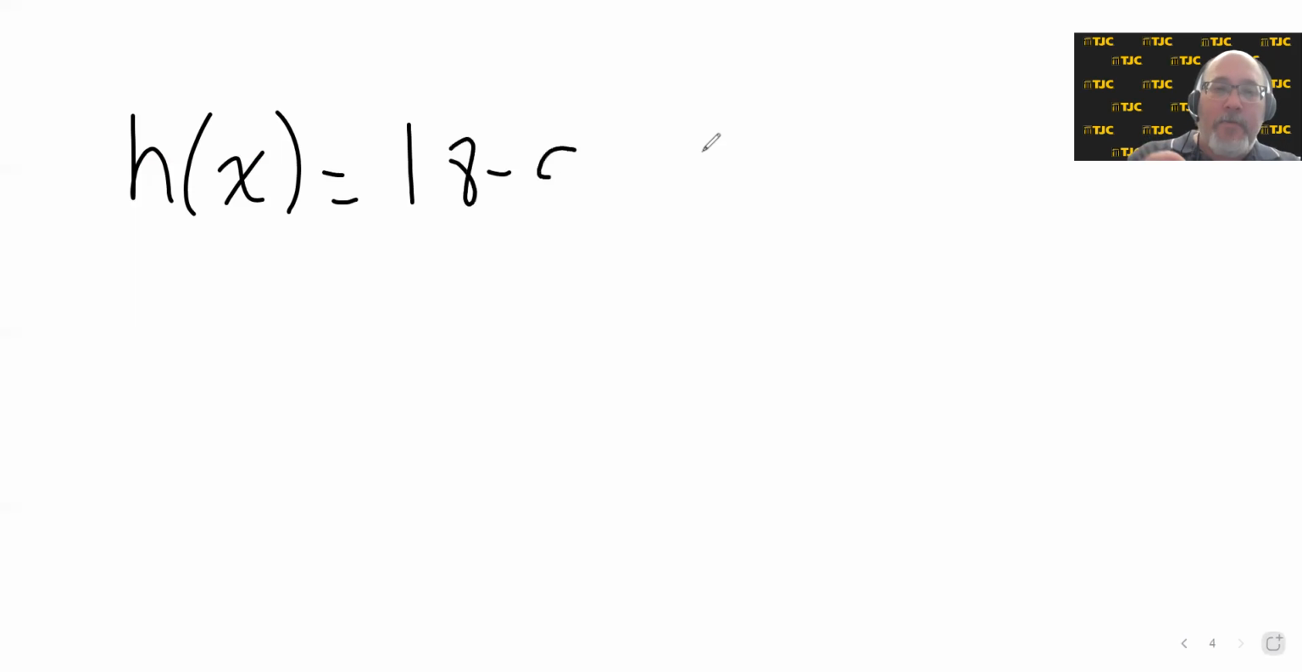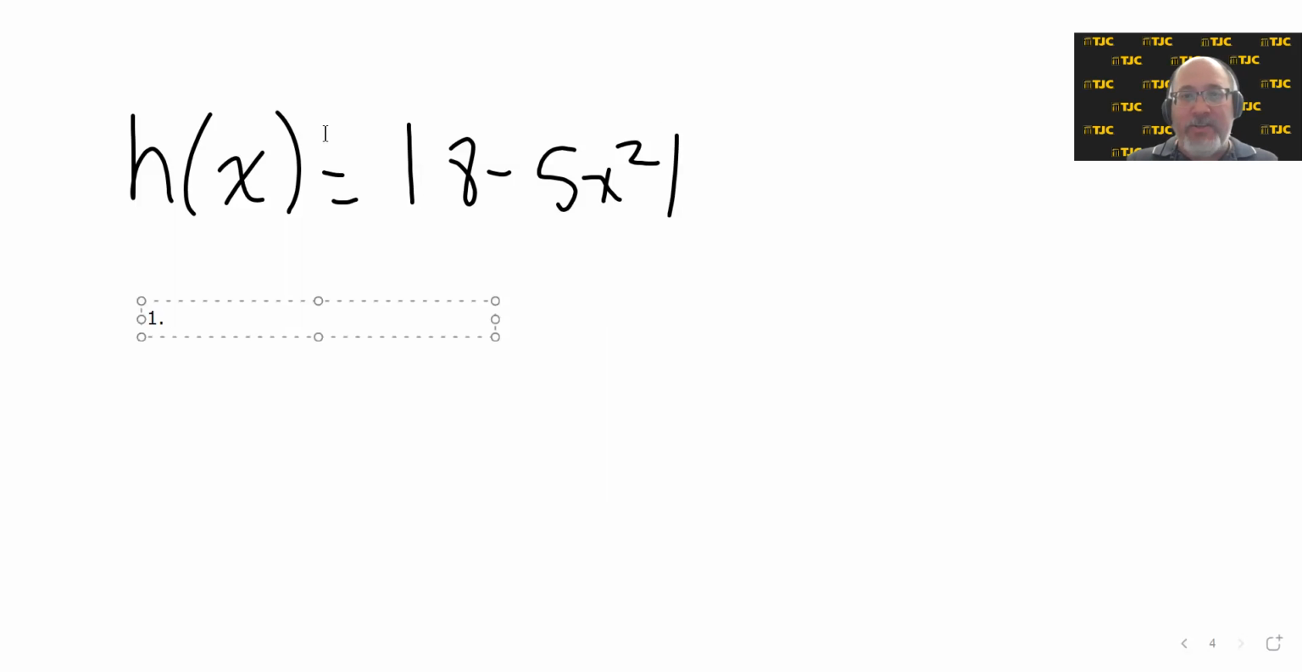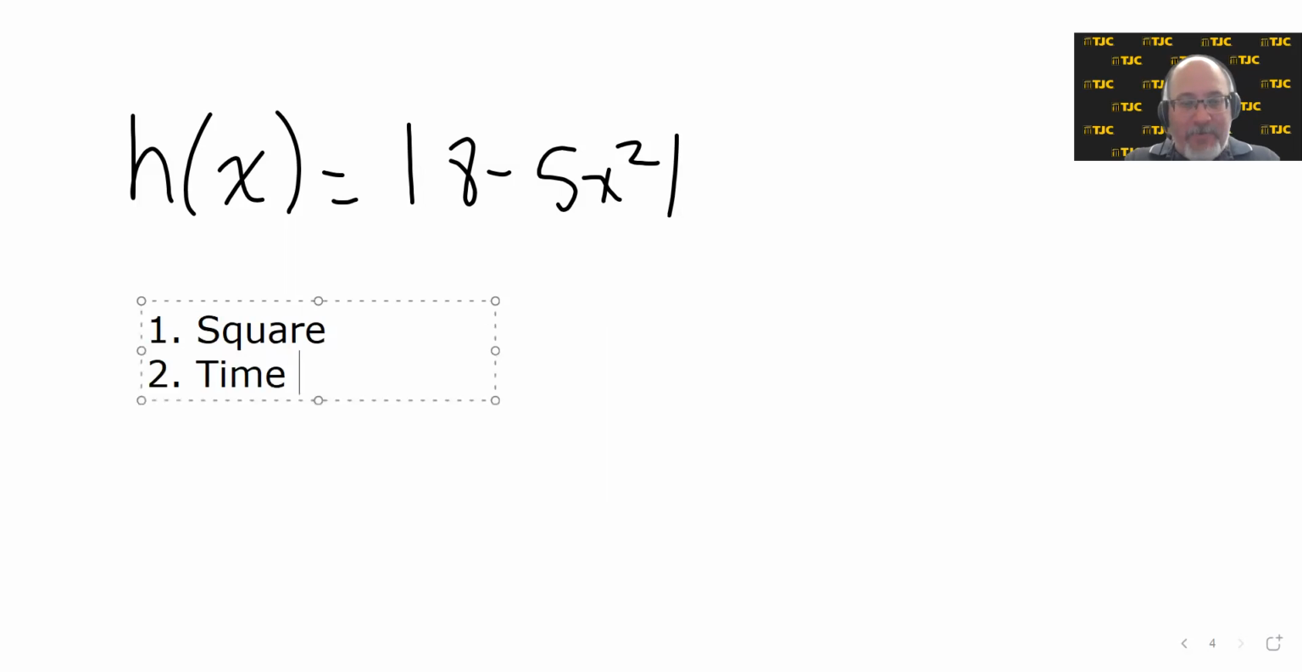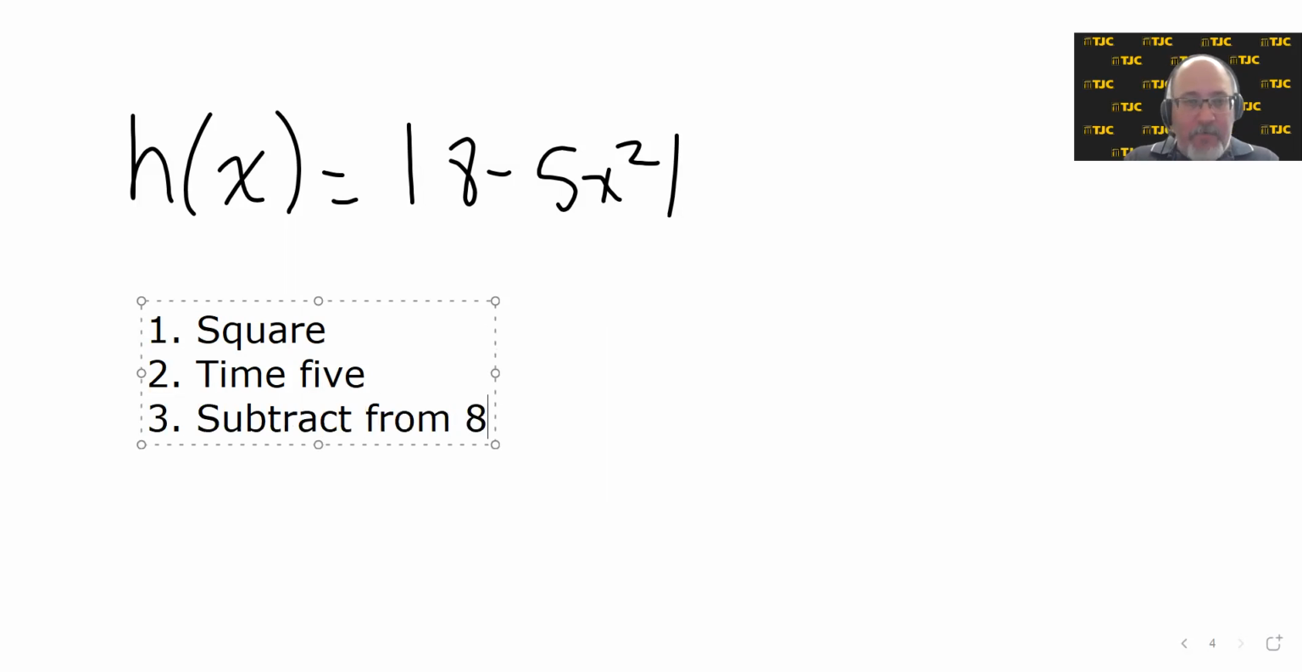Some functions you can actually decompose verbally. Here's how. By asking yourself, if I put a number inside of here, what would happen to it? Well, in order, what would happen to a number that gets put inside of here? First, it would get squared. Then it would get times 5. Then you would subtract from 8. Then you would take the absolute value.